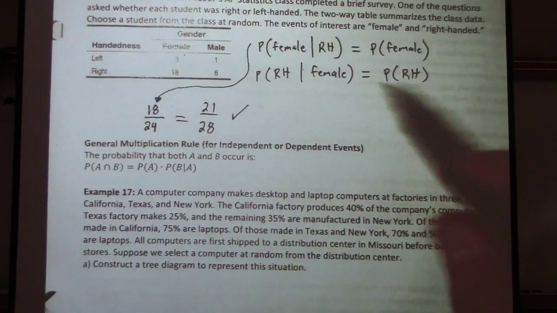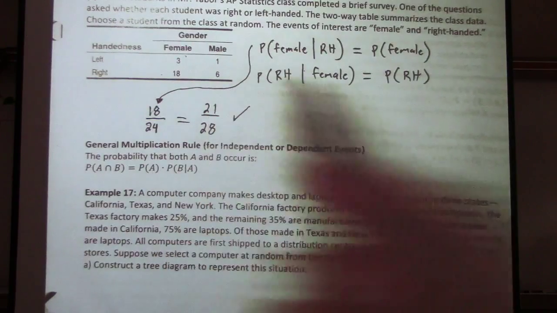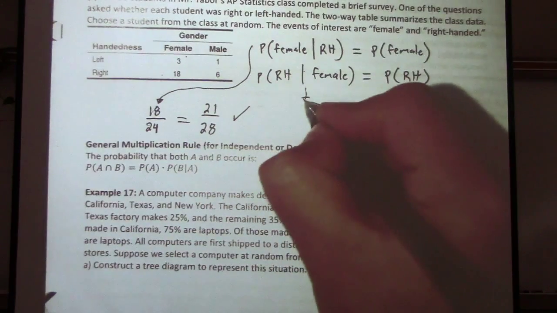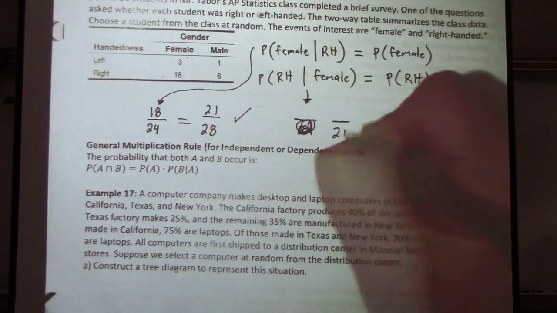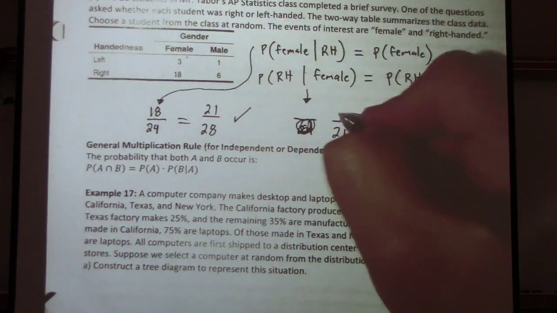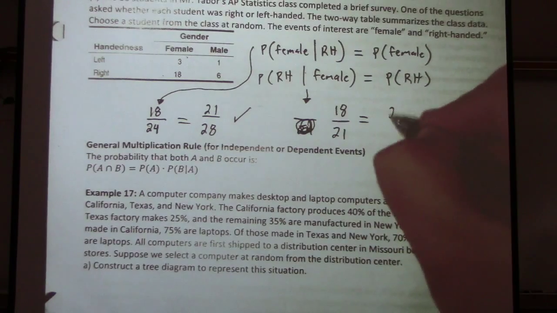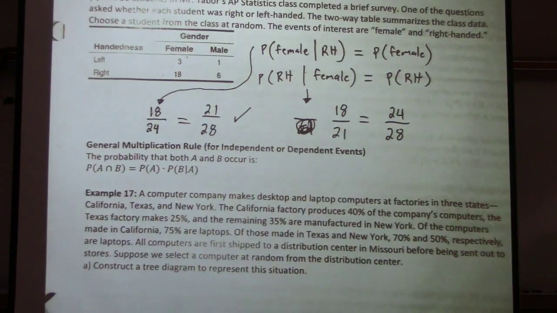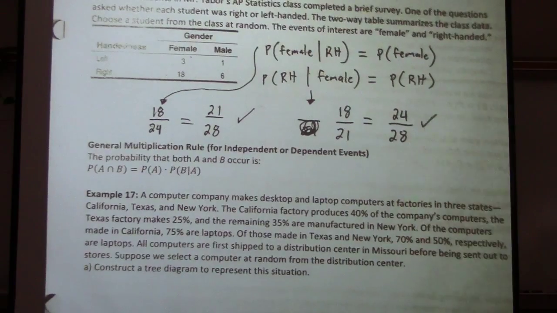Let's check the other one. The probability of being right-handed given you're female. So if you're female, there's 21 females, of those 18 are right-handed. Does that equal the probability of being right-handed? So there are 24 right-handed people out of the 28. These both reduce to 6 out of 7. Yeah, cool. So what's our conclusion?